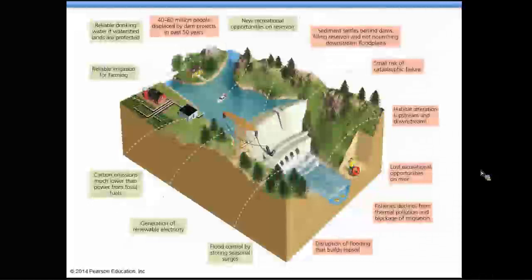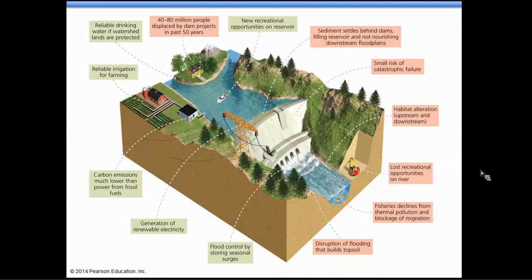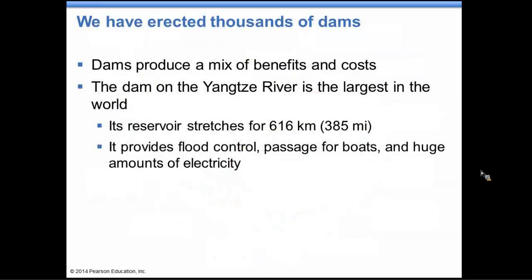Here's an infographic on both the pros and the cons of dams. Pros such as generation of renewable electricity. Cons, 40 to 80 million people displaced by dam projects in the past 50 years. So you can read through this if you'd like. It's very useful information. So dams, as I was just saying, the infographic shows mixed pros and cons.